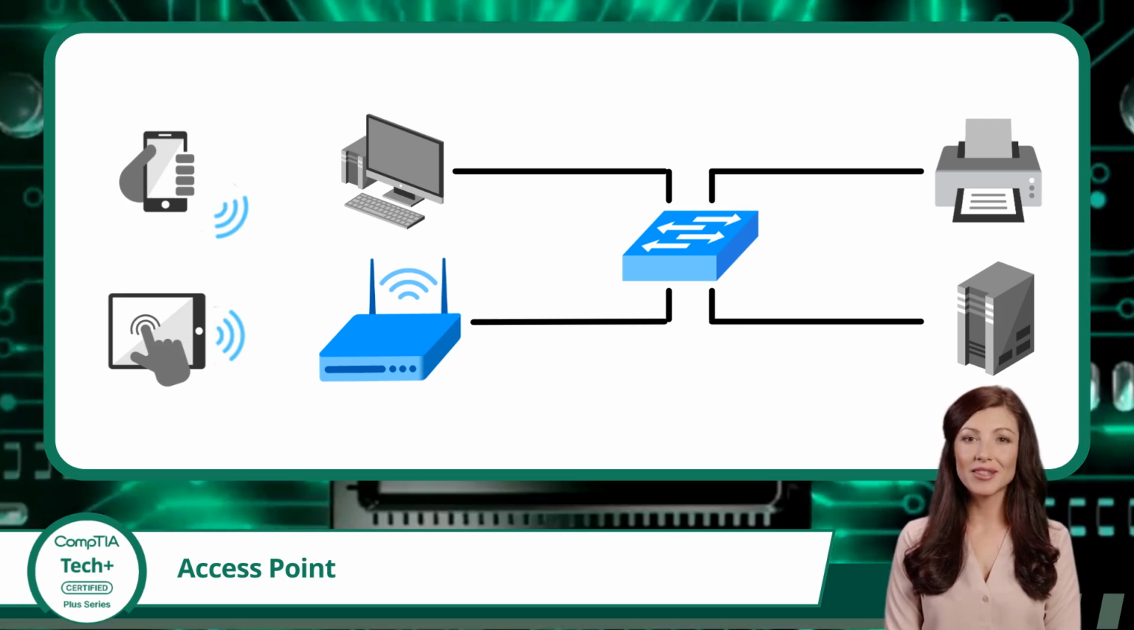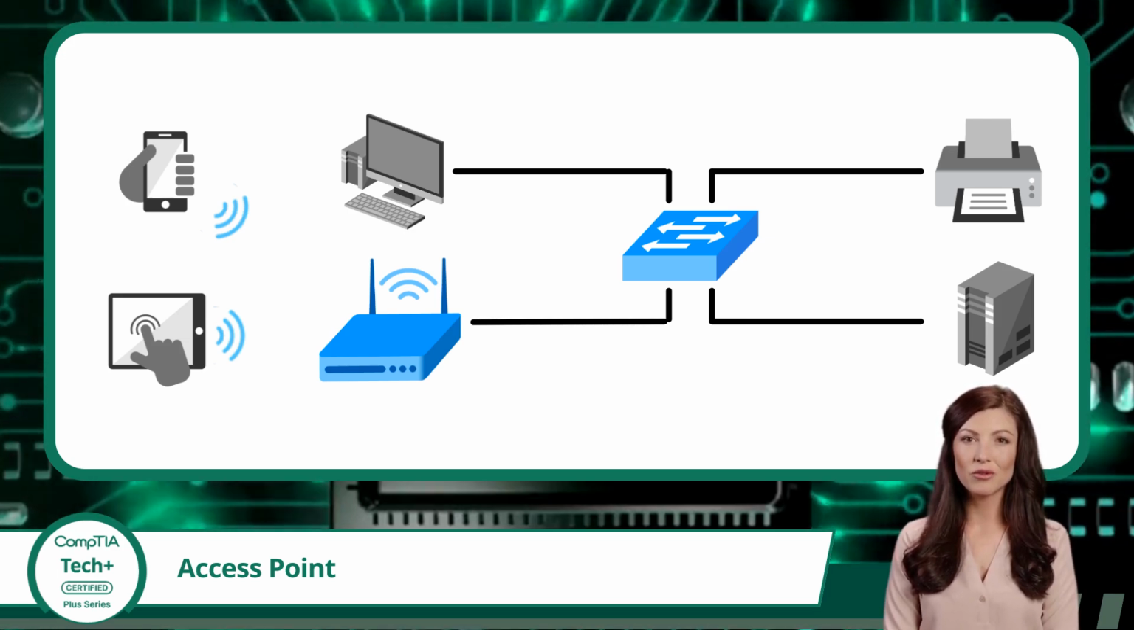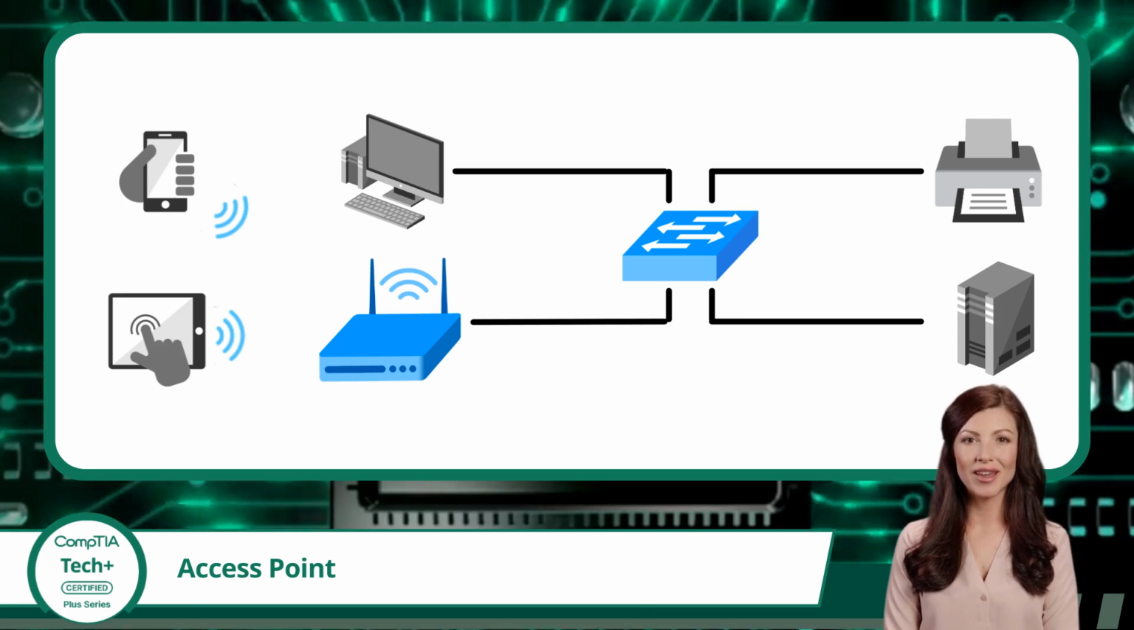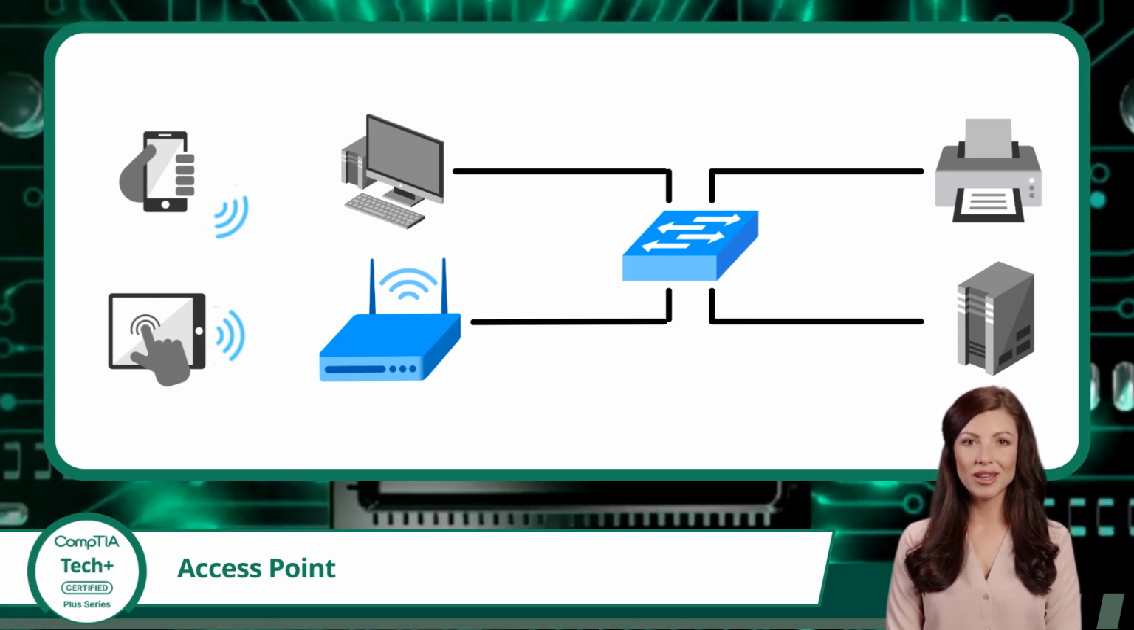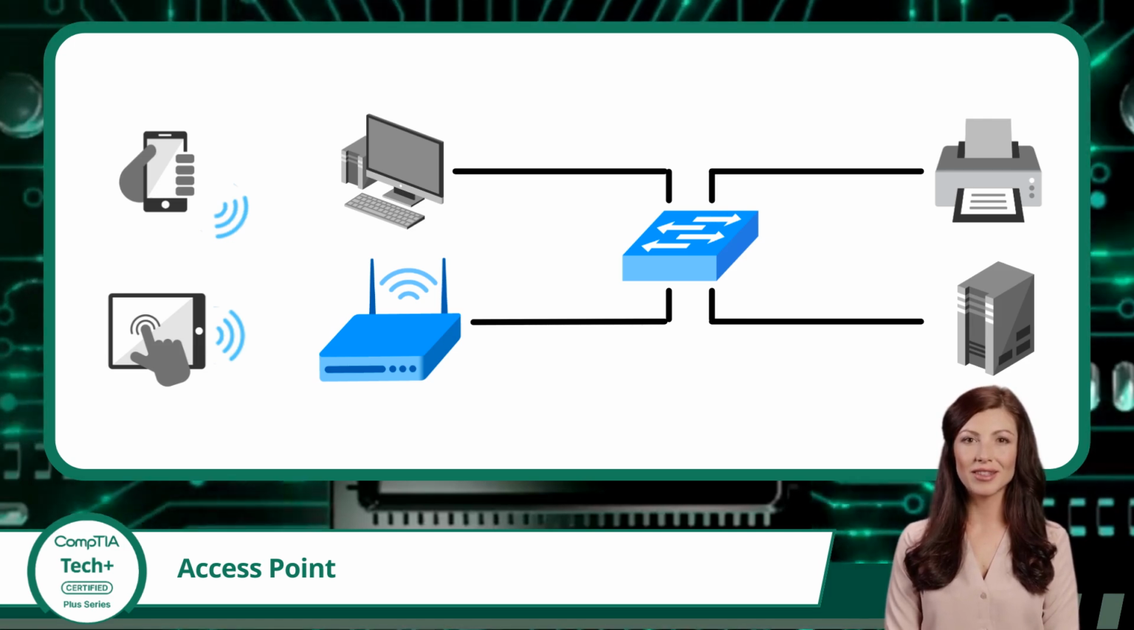Connecting to a wireless access point is just like joining a Wi-Fi network. When you turn on your device's Wi-Fi, it scans for available networks. Once it detects the access point, it gives you the option to connect. After you're connected, you can browse the internet, access shared files, or print documents, just like you would on a wired network.